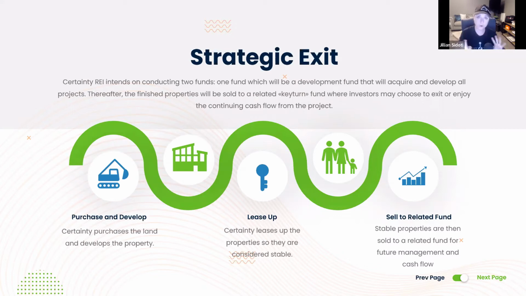We are not looking to hold your money hostage. But if you want to stay in and realize the cash flow from the building, you can participate in our related fund, because we're going to take these buildings that we build, get them appraised, and then sell them to a related fund so that they're cash flowing for the related fund. But those investors who want to get out and take their money off the table can do so at that time.